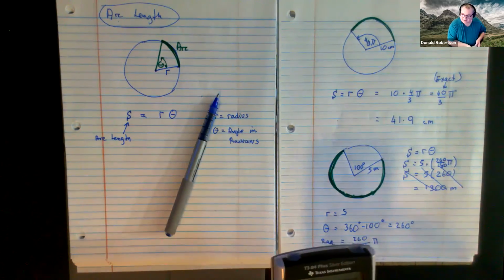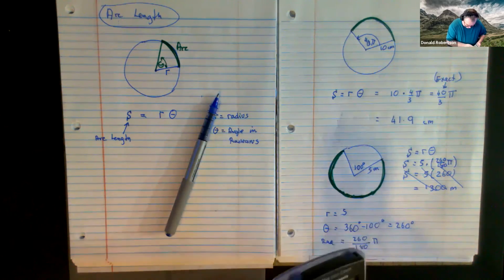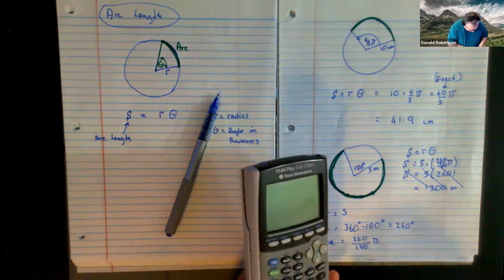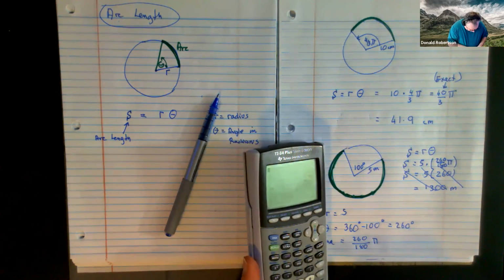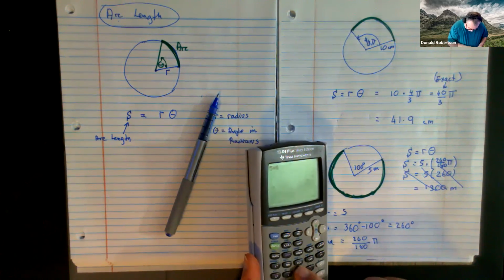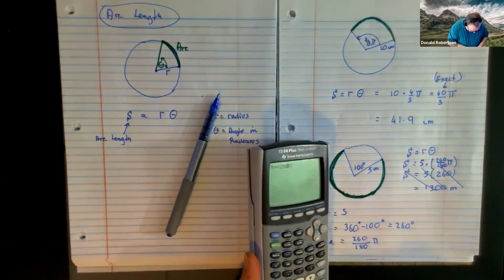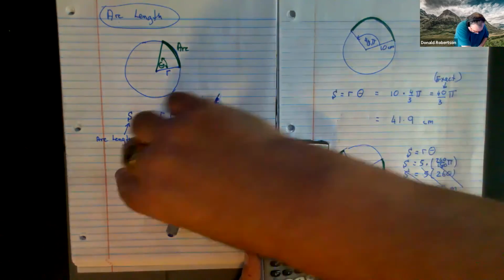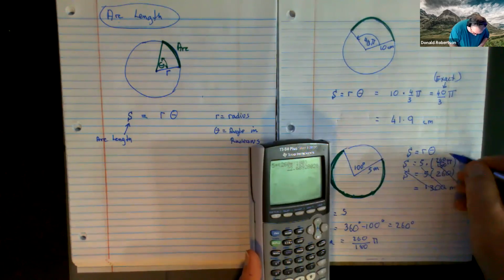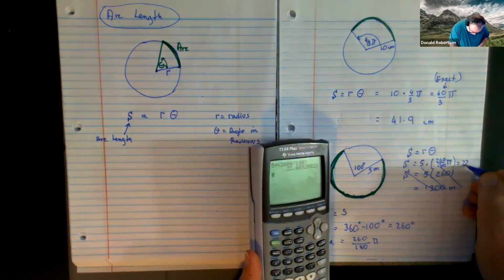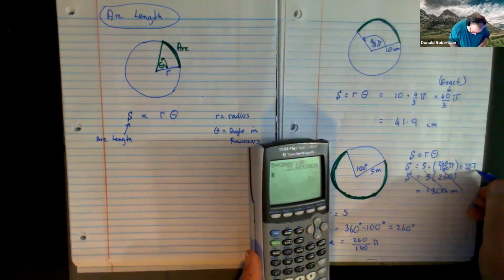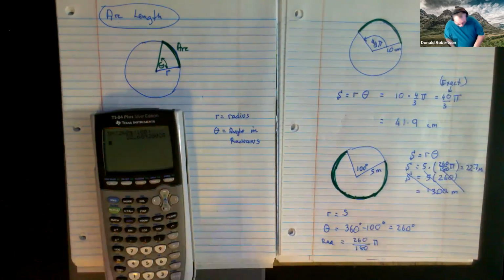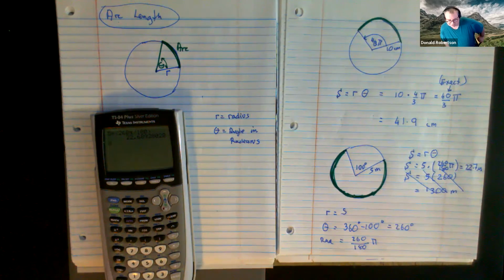And I'm not going to make any attempt to make that pretty. I'm just going to do it as a calculation. So it's going to be 5 times, I'll put a bracket around it to be safe, 260 pi divided by 180. And the answer, at least to one decimal place, is 22.7 meters. Does that not seem much more reasonable based on the numbers that are in that picture?